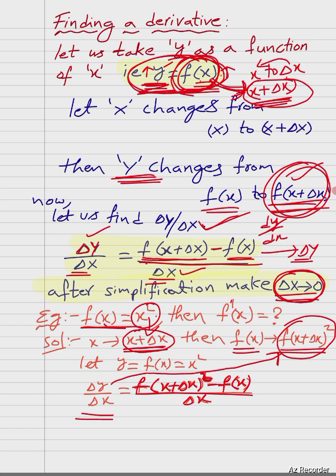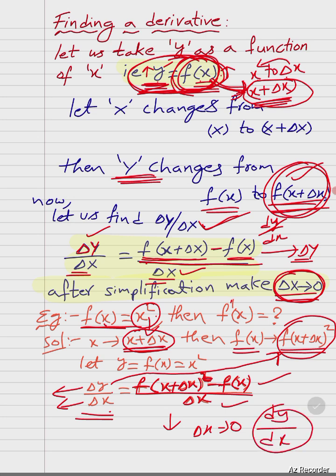Understood what I am doing? I am finding delta y by delta x, where delta y is the change in y and delta x is the change in x. After this, what is our step? Our step is to make delta x 0, then we can find finally dy by dx. This is what we are going to do now.